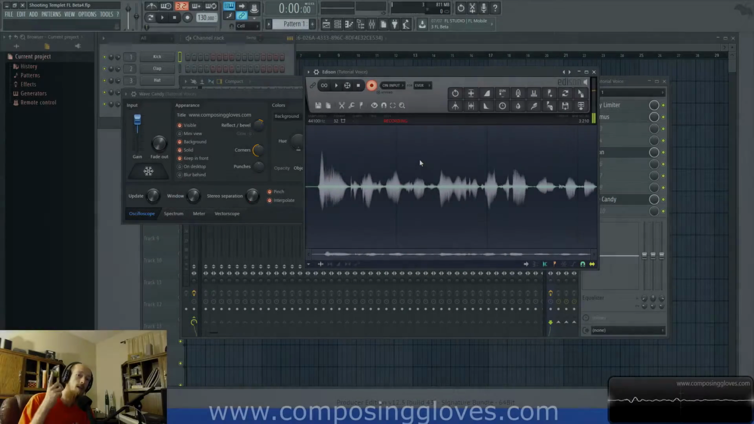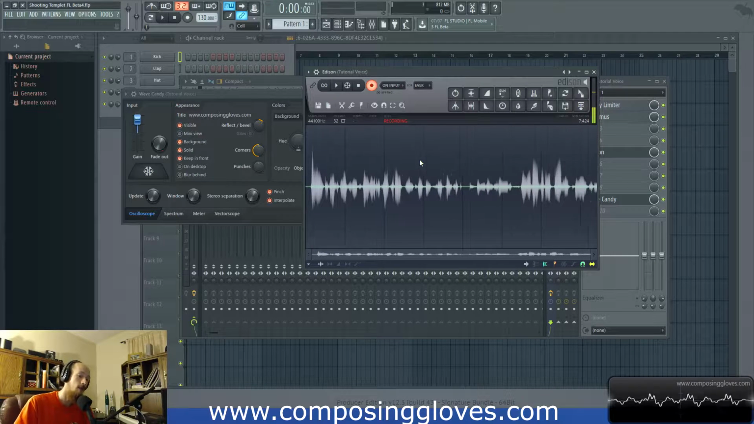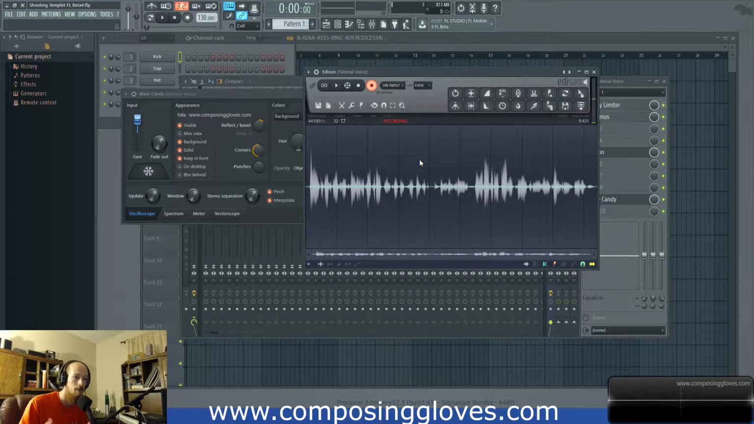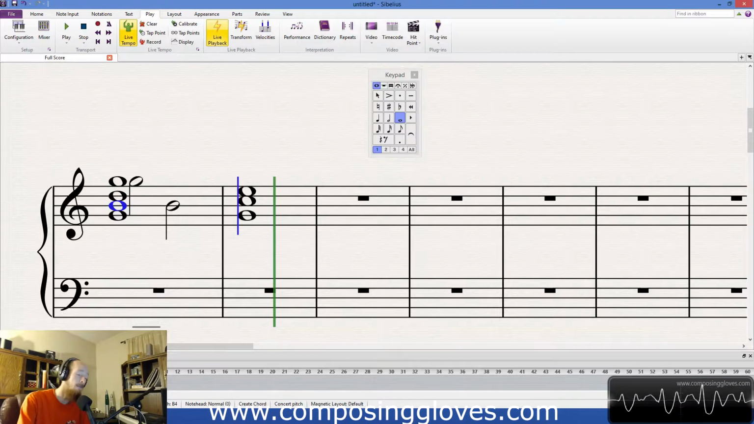Hey, Composer Gloves here. Today we're going to be talking about imperfect authentic cadences. Now you remember I said they're a family of chords, or cadences. They're just a mom and a dad. That's a family. There's just two of them. So what is an imperfect authentic cadence?